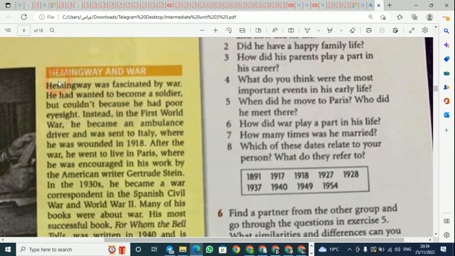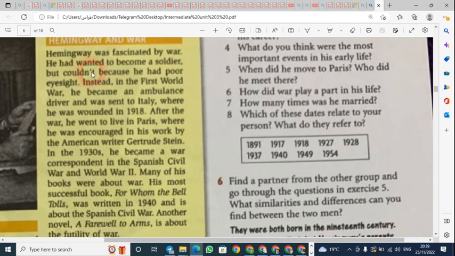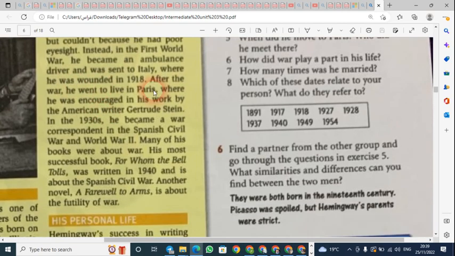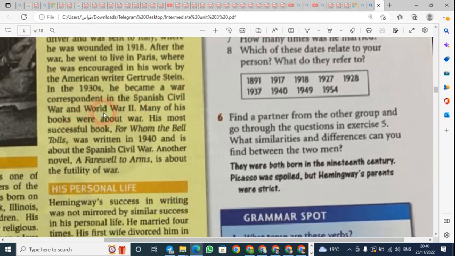Hemingway and war. Hemingway was fascinated by war. He had wanted to become a soldier, but couldn't, because he had poor eyesight. Instead, in the First World War, he became an ambulance driver and was sent to Italy, where he was wounded in 1918. After the war, he went to live in Paris, where he was encouraged in his work by the American writer Gertrude Stein. In the 1930s, he became a war correspondent in the Spanish Civil War and World War II. Many of his books were about war.